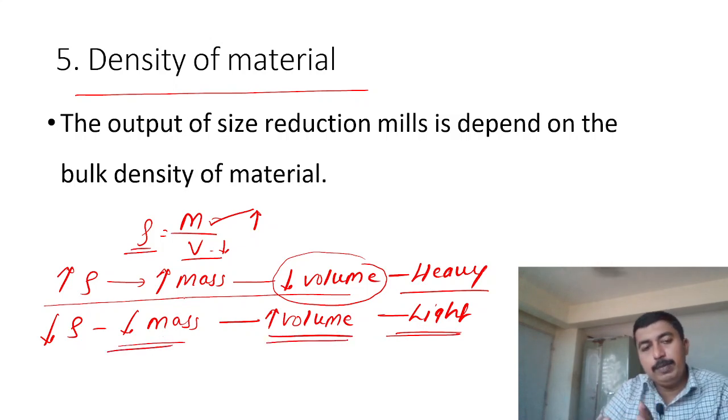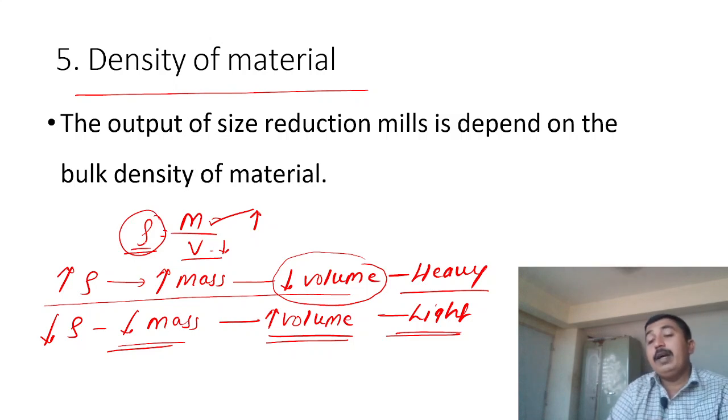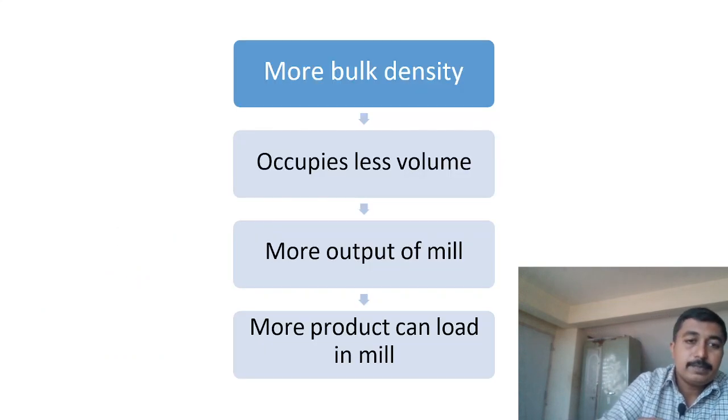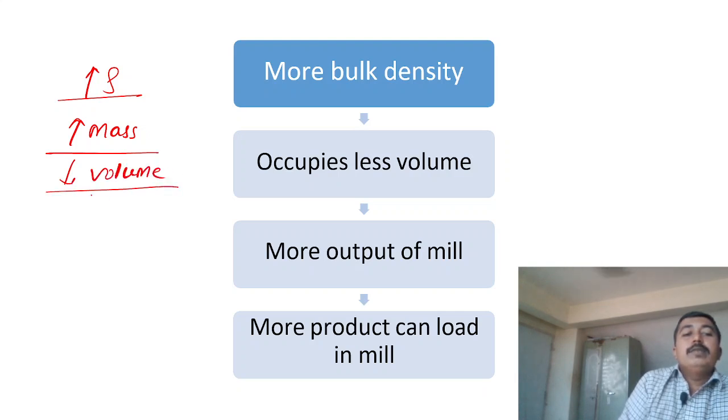Light powder means these powders occupy more volume with less weight. Even if you take a small weight of powder, because of less density, these are less dense powders, so this powder occupies more volume. So these density values also affect the size reduction process by affecting output. How, that we'll see. If the density of material is more, it means more mass. Already we have discussed more mass and less volume.